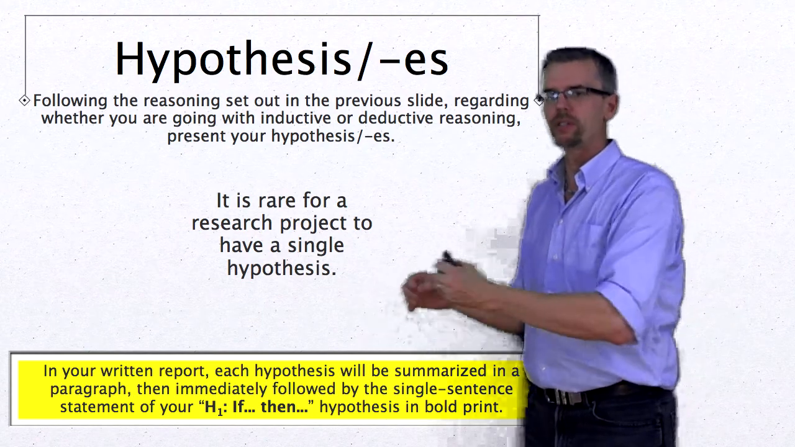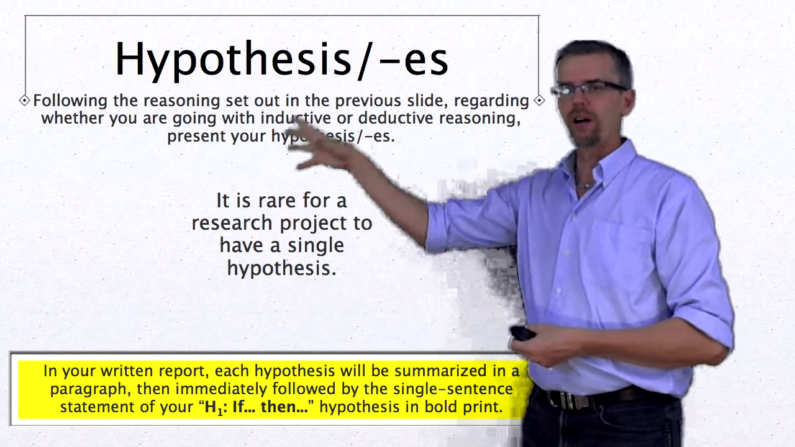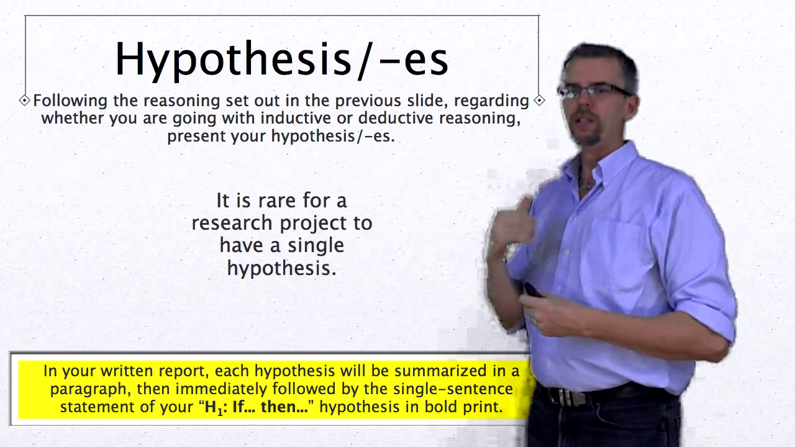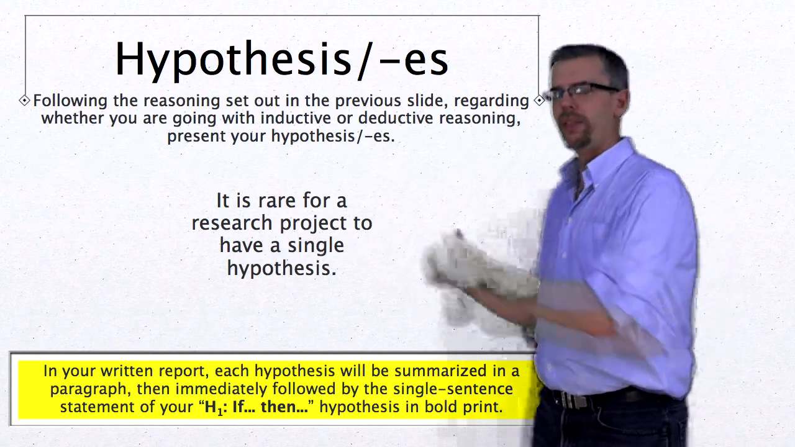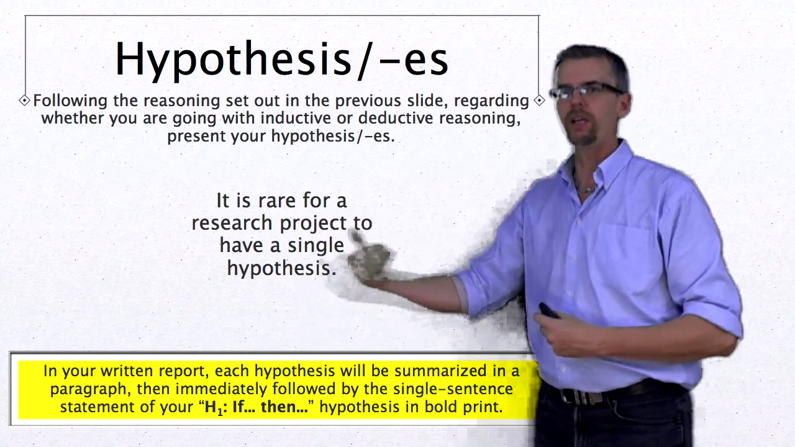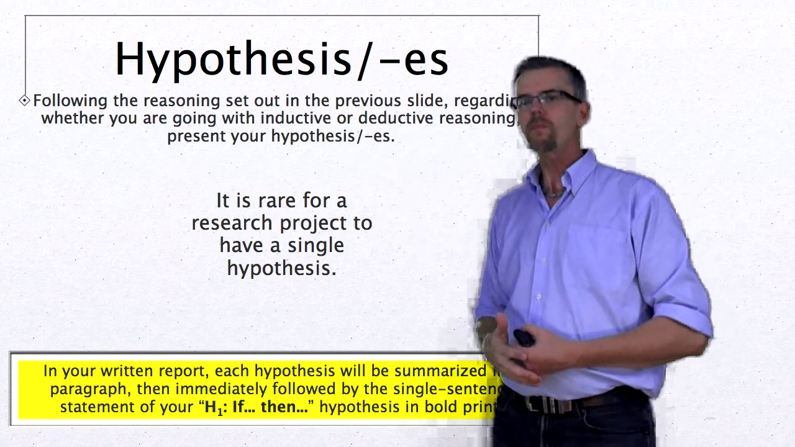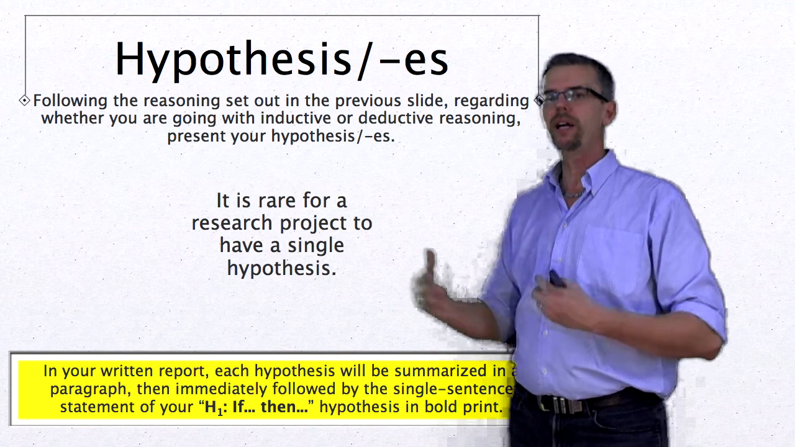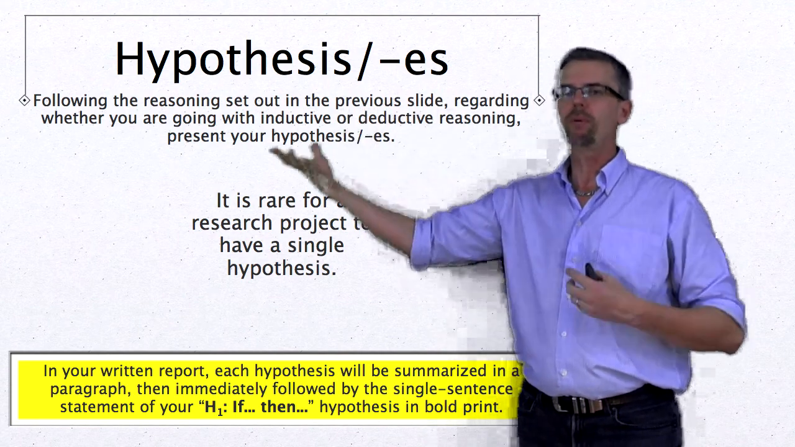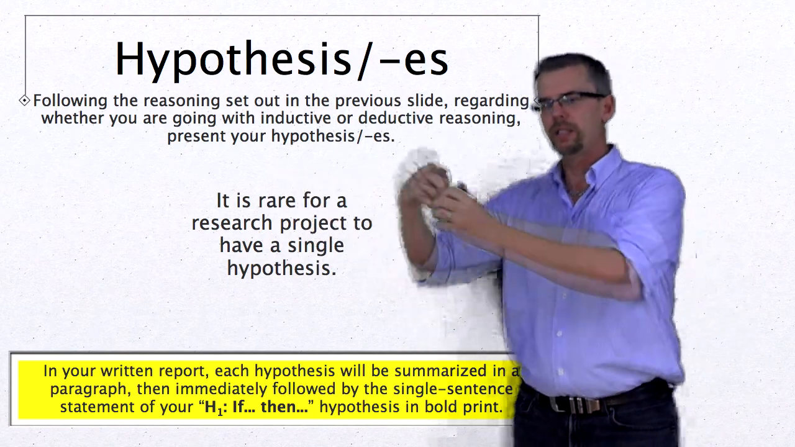Your alternative hypothesis has to make some kind of a claim, because that's the straw man that you're going to set up to knock down. So you claim, this is my claim, let's see if I'm right. So if I make this claim, then this will be what we're testing for. So think of it in that way. Your hypothesis, as far as your presentation goes, following the reasoning set out in the previous slide regarding whether you are going with an inductive or deductive reasoning, present your hypothesis as, like I said, an introductory paragraph that lays down the preamble.